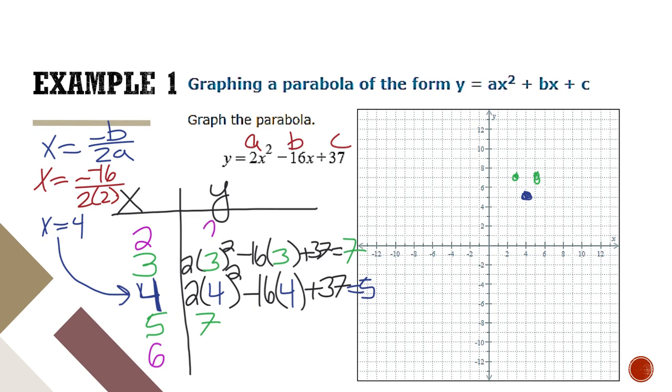If I substitute 2 in for both of those, let's just put all the other information, 2 squared minus 16 times 2 plus 37. This is in fact equal to 13, which makes this also 13. So at positive 2, I get a 13, and then over here, I also get a 13.